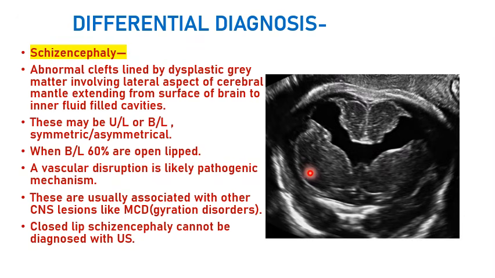In schizencephaly, abnormal clefts lined by dysplastic gray matter involving the lateral aspect of the cerebral mantle, extending from the surface of the brain to the inner fluid cavities, are seen. These may be unilateral or bilateral, symmetrical or asymmetrical. When bilateral, 60% are open-lipped. Closed-lip schizencephaly cannot be diagnosed by ultrasound. A vascular disruption is the likely pathogenic mechanism. These are usually associated with another CNS lesion, like gyration disorders such as polymicrogyria and pachygyria.